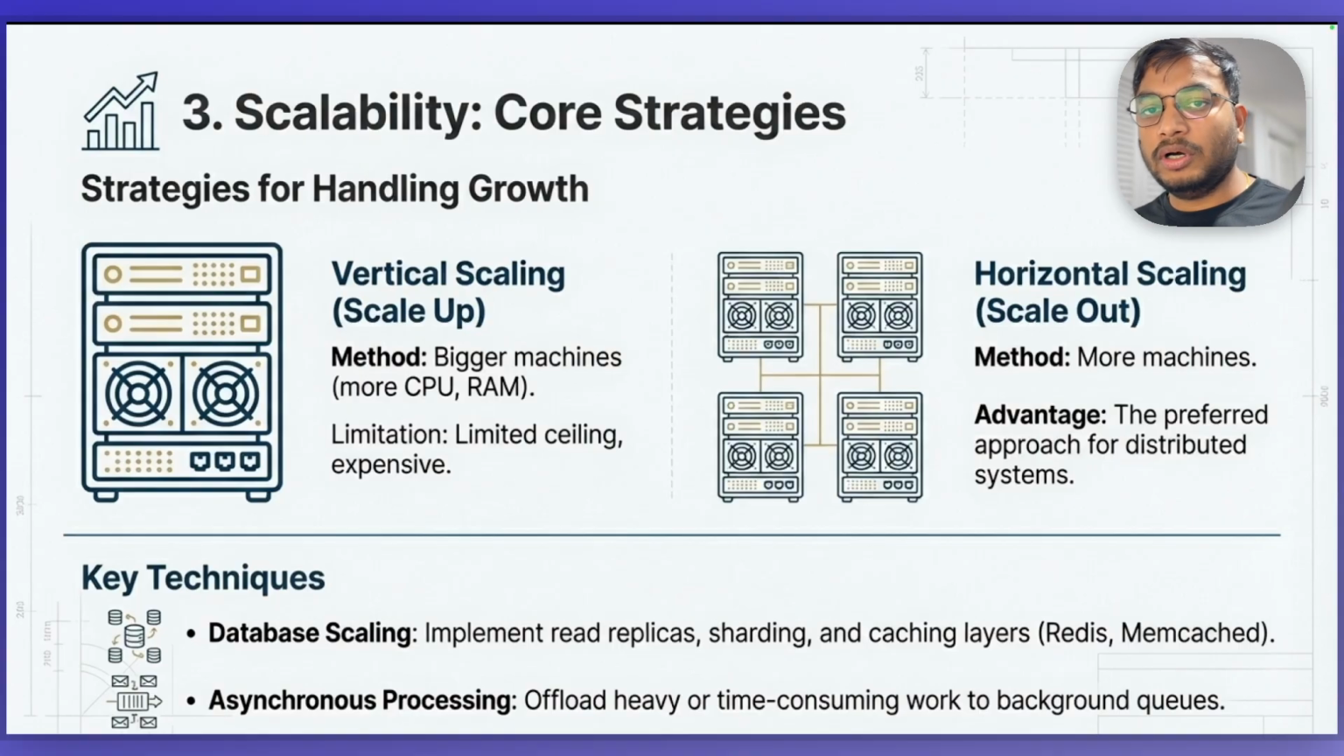We need to look into other components in our distributed system for scaling purposes. Like database scaling, where we need to implement replicas, sharding, and a caching layer, so that we can decrease the latency and have higher throughput. The other way of improving scalability is asynchronous processing. So offload heavy processing queries or requests into a queue, and when the system is available, we process them. So these are some strategies of handling growth, basically handling scalability in a distributed system.